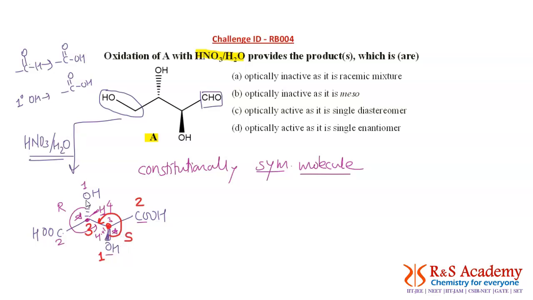Now within a molecule, two chiral carbons with similar groups at each carbon atom, one is R, one is S. Such a molecule is a meso compound. And if it is a meso compound, it is an optically inactive compound. And that's why it is optically inactive. As it is meso, this option is correct here.